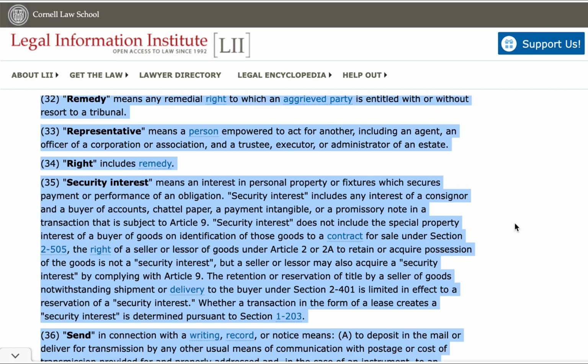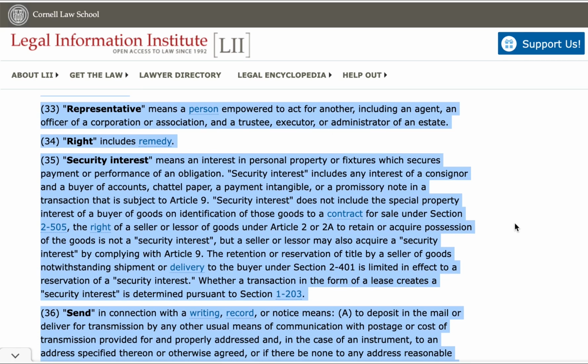35. Security interest means an interest in personal property or fixtures which secures payment or performance of an obligation. Security interest includes any interest of a consignor and a buyer of accounts, chattel paper, a payment intangible, or a promissory note in a transaction that is subject to Article 9. Security interest does not include the special property interest of a buyer of goods on identification of those goods to a contract for sale under Section 2-401.